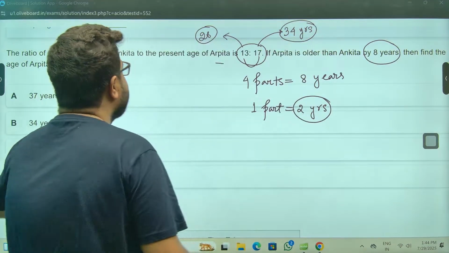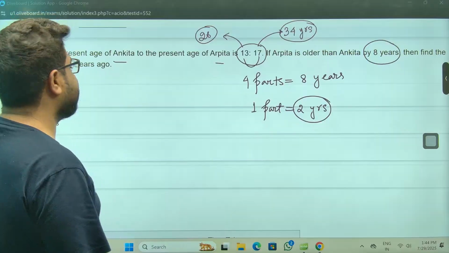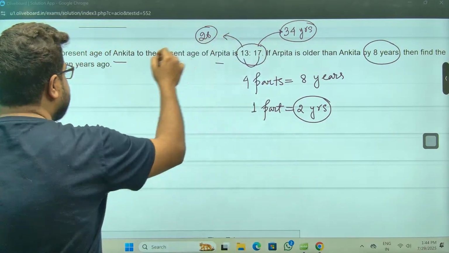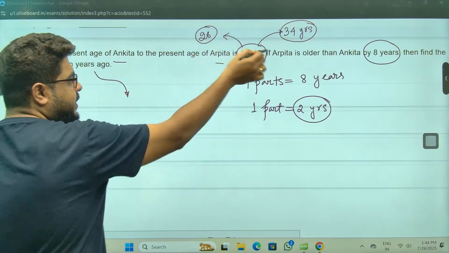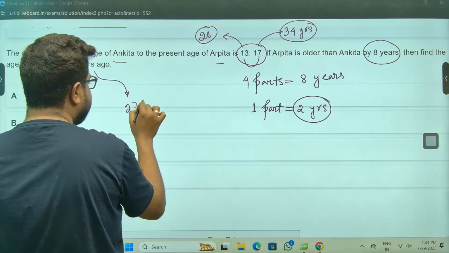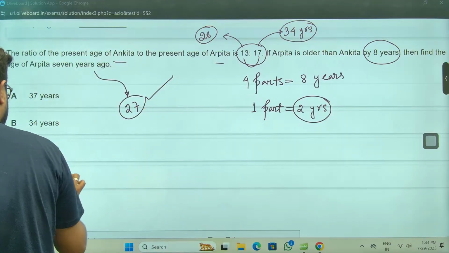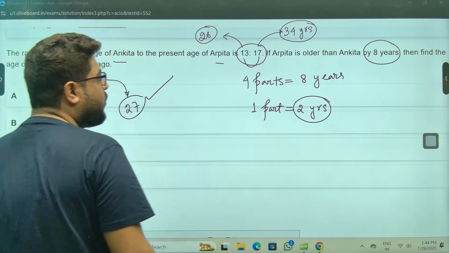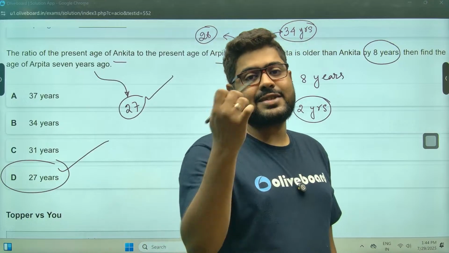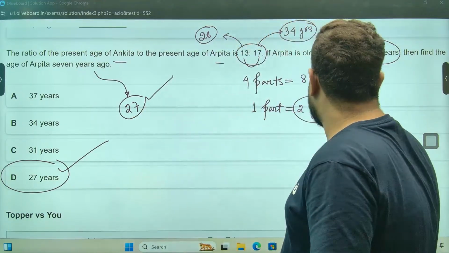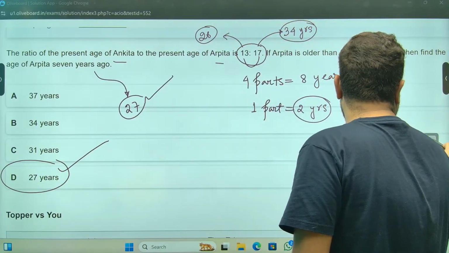What are they asking? Find the age of Arpita 7 years ago. Arpita's current age is 34. 7 years ago, it will be 27. That's your answer. That is option number D. One way of doing this is this. Another way, let me just show you.